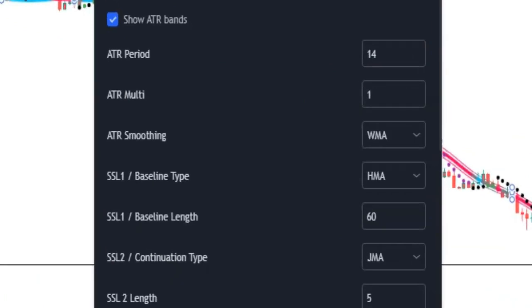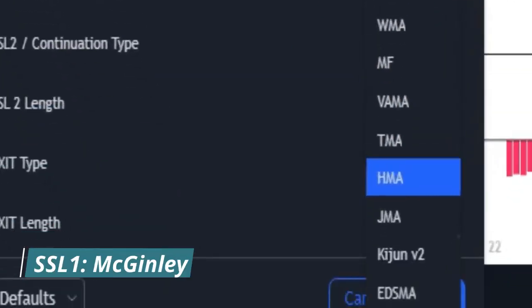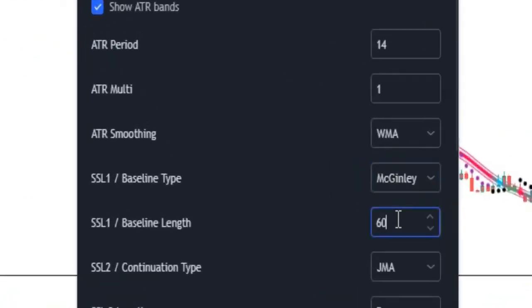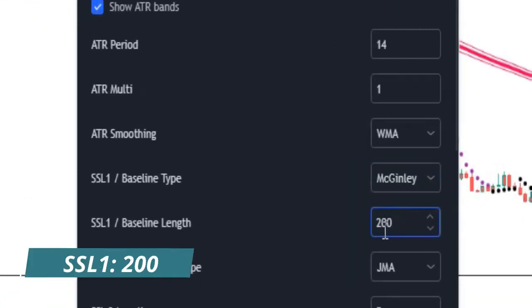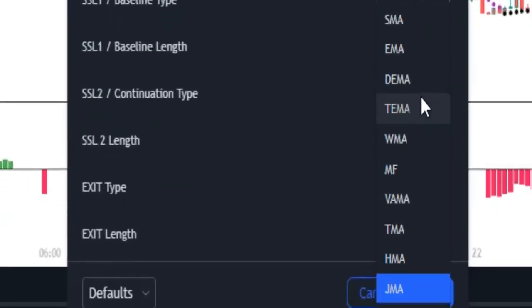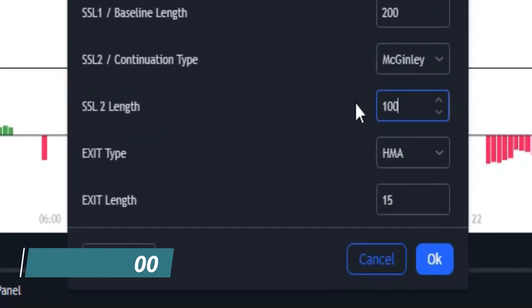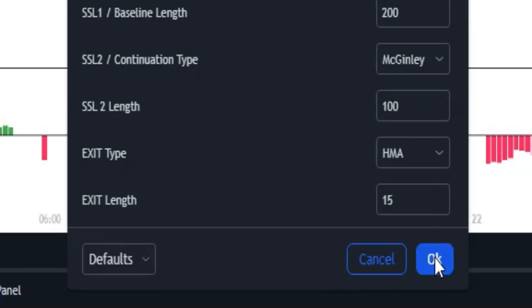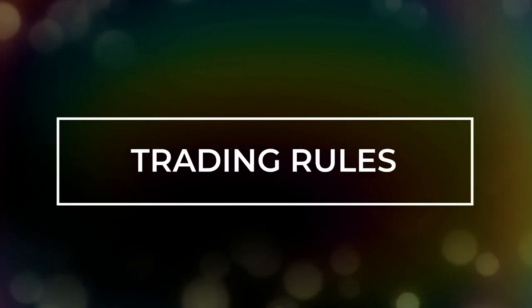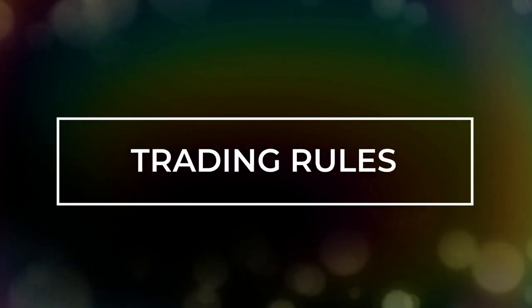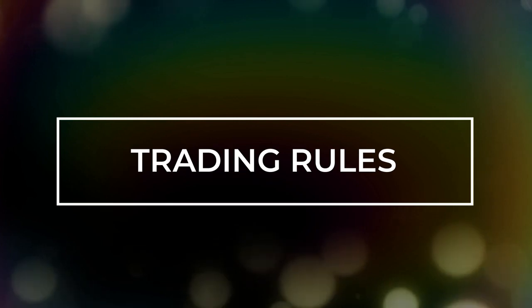Now in the Inputs tab, change the SSL1 type to this one and change the baseline length to 200. And the SSL2 should be just like the SSL1 and change the SSL2 length to 100. Alright then, we're done with the SSL Hybrid settings. The strategy is ready now, so let's understand the trading rules.